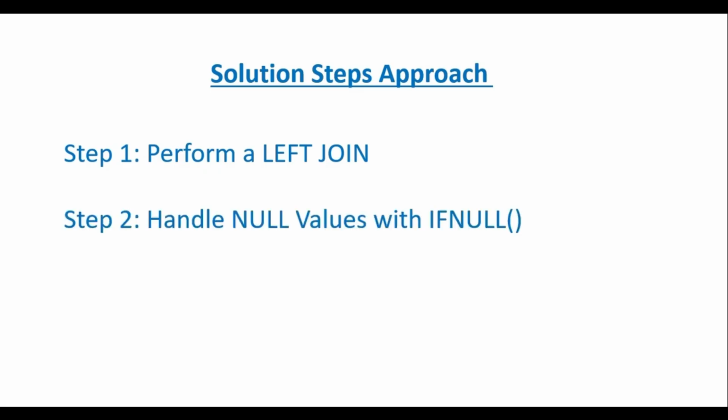Now in step 2, we are going to handle null values using the IFNULL function. The next step is to handle cases where an NPV value does not exist for a particular ID and year, and we will use the IFNULL function to replace null values with 0. The third step is to sort by ID and year, because we want to sort our data in ascending order for the ID and year. So that's how we are going to solve this question. Let's now move on to the implementation.